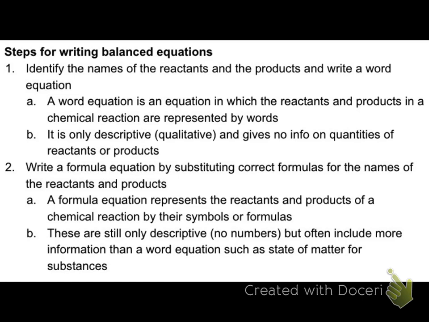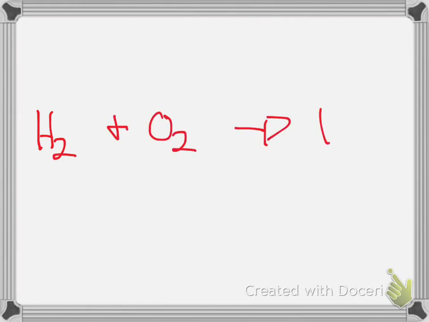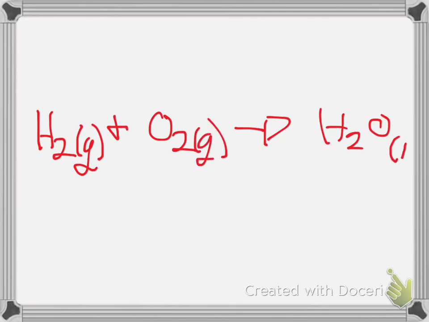We go back to the example that I've been using. The formula equation would be the first equation that I wrote for you, where we wrote H2 plus O2 yields H2O. Okay. But we would probably include information such as this is a gas, and this we would put L for liquid. Unless, of course, the reaction produced water in a gaseous state, in which case we would write gas. Okay? So, little more information.